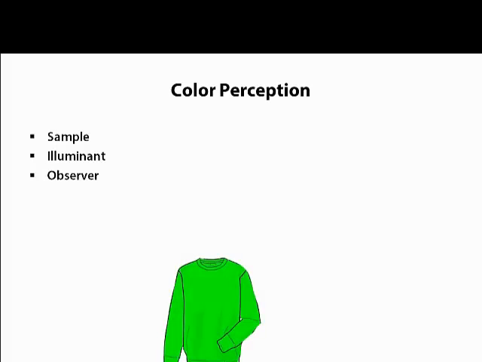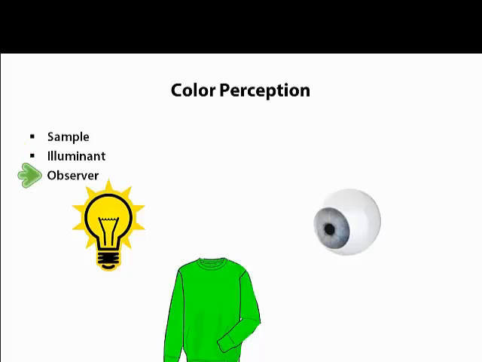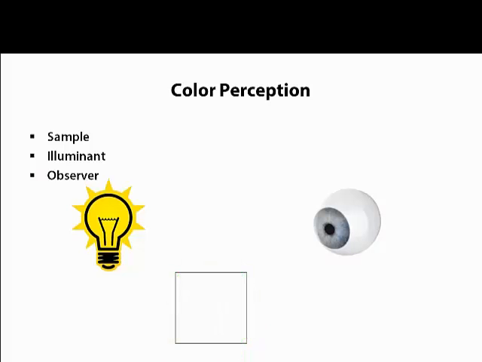But the color we see as humans is a combination of three things: a sample, like the material the shirt is made out of, an illuminant, that's a lighting source, and an observer, that's us. We can't dig into all the details of how these three things interact with each other, but if you illuminate a white sheet of paper with a green lighting source, the paper will appear to be green. So the illuminant does affect what we see as the color of something. So when you talk about color of something, you are implying a lighting source.